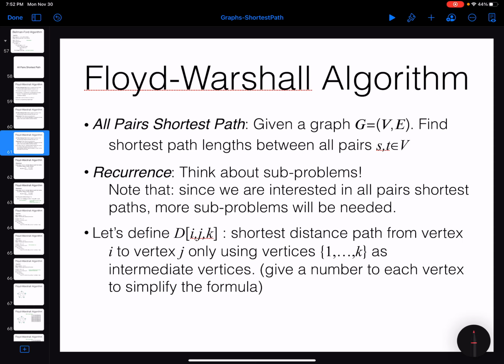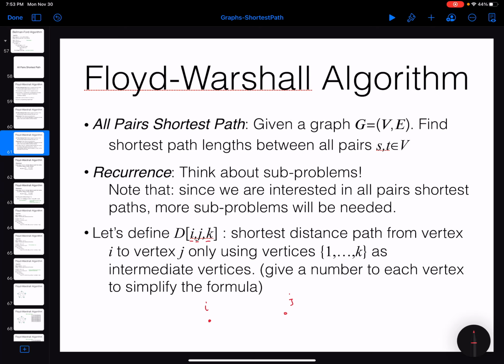Okay, so I am going to define D of I, J, and K, where I, J, and K will be vertices. I'm just referring to the vertices, the nodes; I'm not going to refer to the edges anymore. This is going to tell me the shortest distance from I to J using the vertices from number 1 to K.